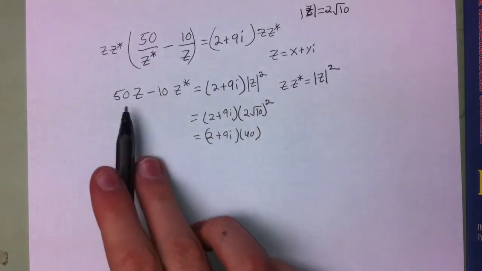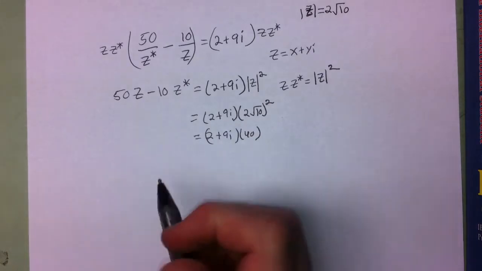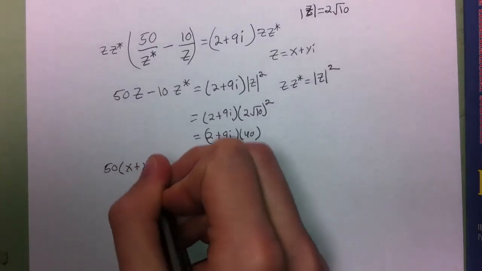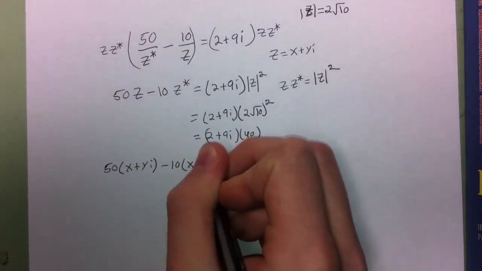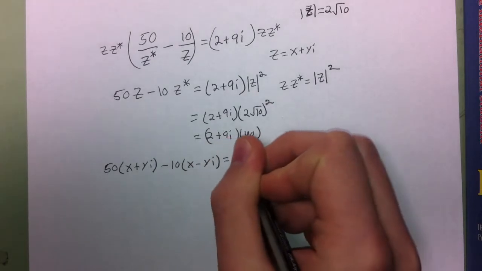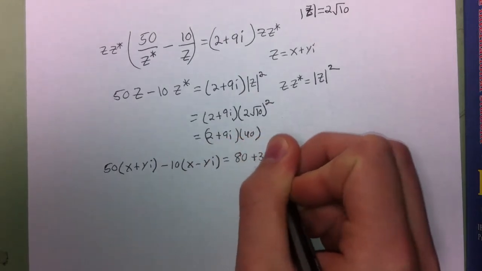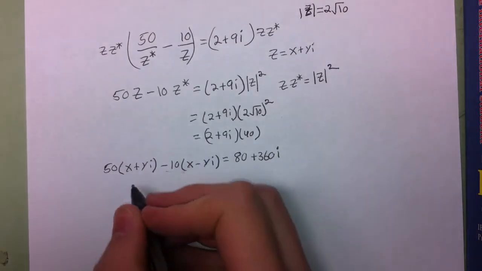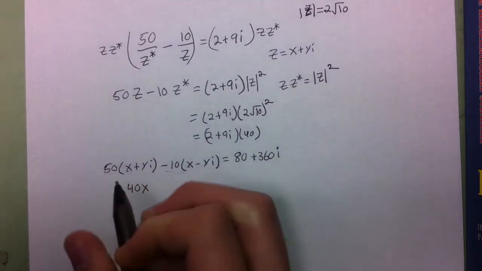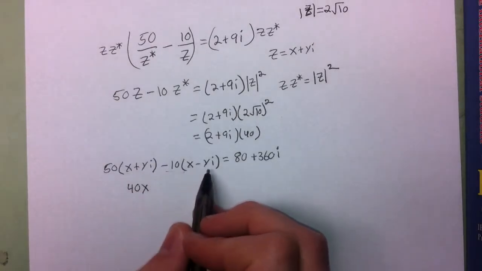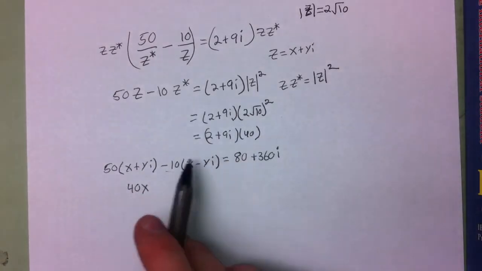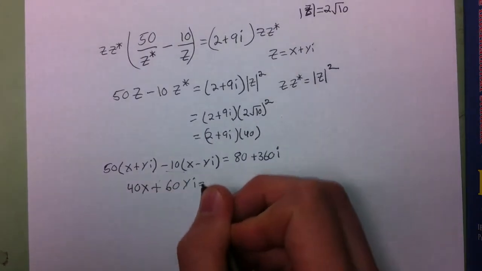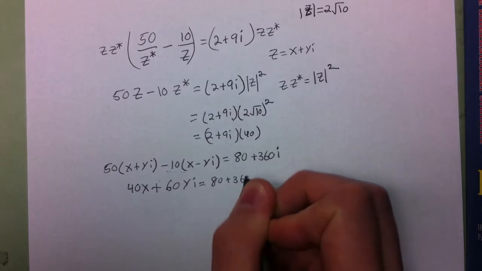So the next thing we're going to do is break this up into x plus yi. So we have 50 times x plus yi minus 10 times x minus yi is going to be equal to 80 plus 360i. So then 50x minus 10x is going to be 40x, and it's going to be 50yi plus 10yi, because the negatives will cancel each other out, so that's going to be plus 60yi, equal to 80 plus 360i.